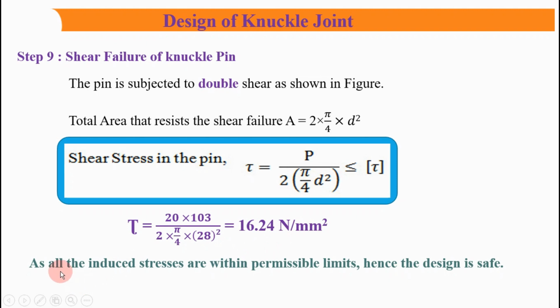Finally you need to write this statement at the end of your numerical that you solve in the examination: as all the induced stresses are within permissible limits, hence the design is safe. In this one sentence all your meaning has been satisfied successfully. See guys, in this way we can successfully design the knuckle joint.